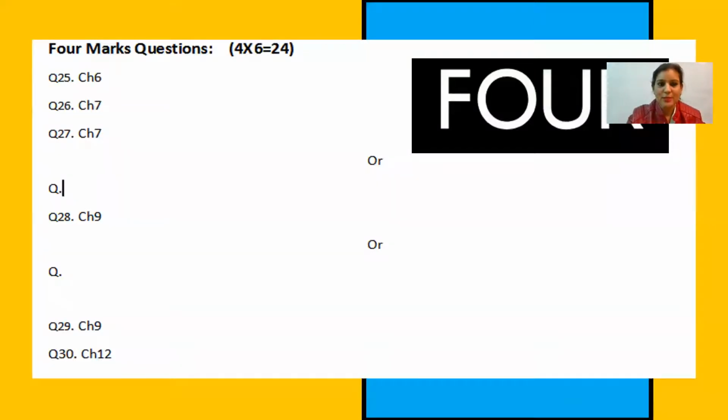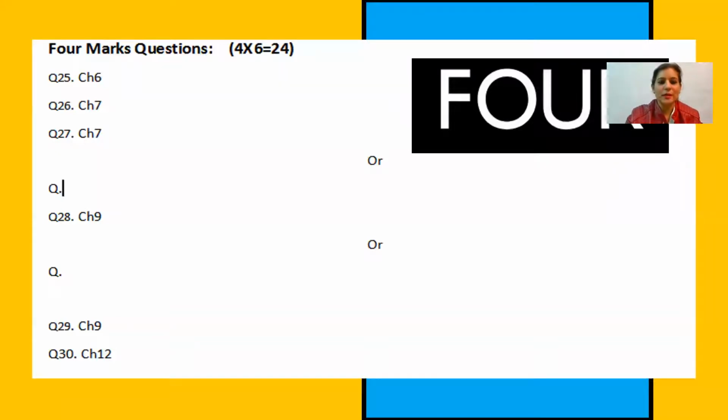No 5 markers, only 1, 3, 4, 6. In 4 markers, only 1 mark has increased, but the word limit is double. So spend more time than on 3 markers in these questions. Question number 25 has been taken from chapter 6, from chapter 7.